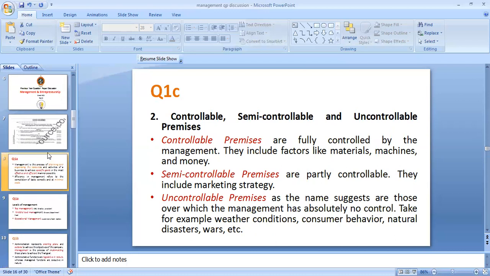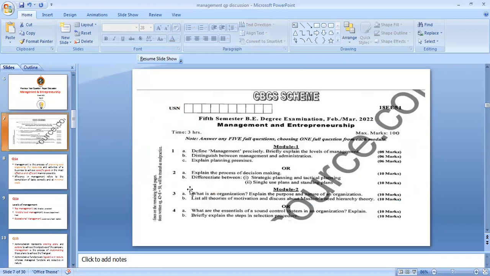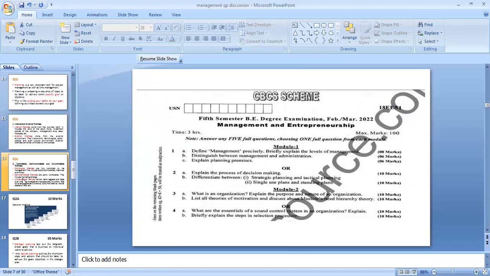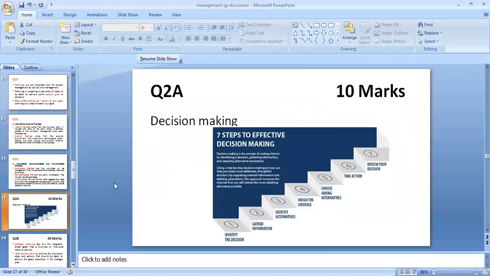Fine. So that is regarding question number 1C. I would like to discuss question number 2A. Explain the process of decision making. Decision making is one of the major criteria of management.